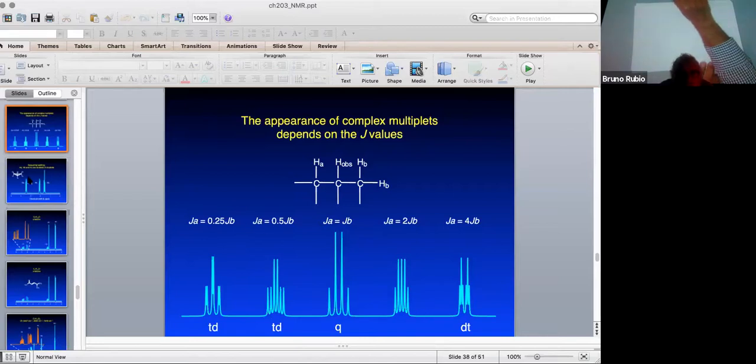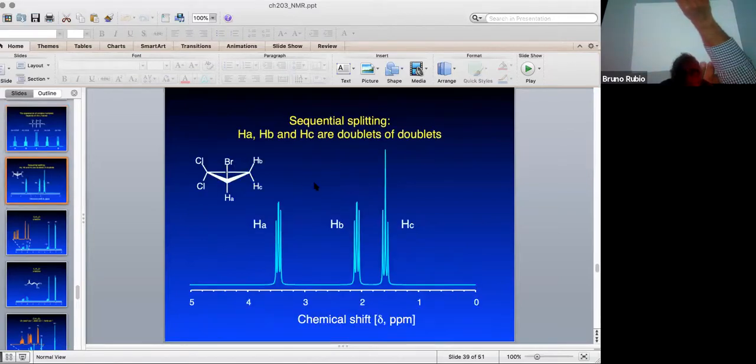Okay, so now let's look at some more doublets of doublets. If we look at this molecule here, we see the HA is split by the HB and the HC, but the HB and the HC are not equivalent to each other. The HB is cis to a bromine, the HC isn't. So HB and HC are not equivalent protons. They're going to split HA into a doublet of doublets.